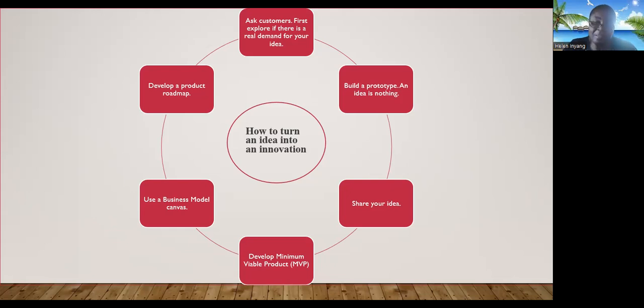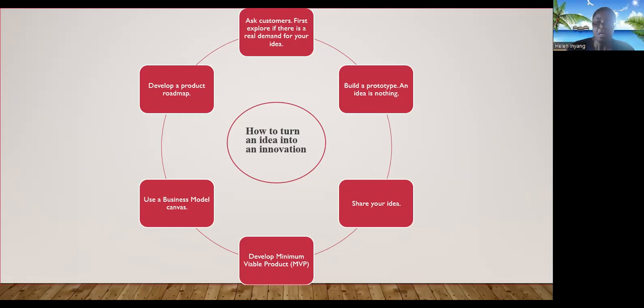Also, share your ideas. No man is an island of knowledge, but make sure that you share it with sincere people, people that care, people of like minds, people that will help you to build up the ideas to become something meaningful.